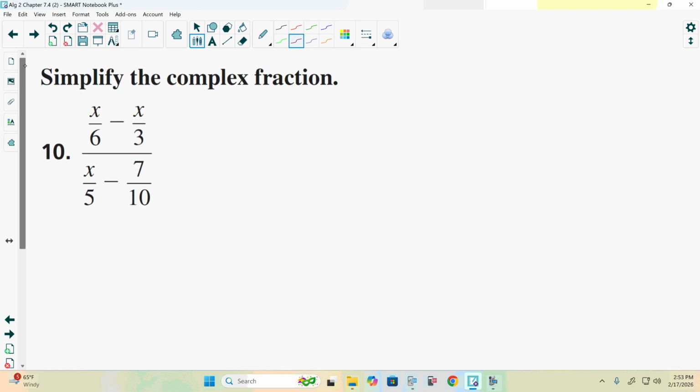x over 6 minus x over 3 all over x over 5 minus 7/10. This is nice because there's not a variable on the denominators of the numerator or denominator. Actually, I think the better way to say that, there is no variable in the denominators of the numerator and denominator fractions. Because if we look at the fractions on top, the two denominators are 6 and 3. If we look at the denominators, they are 5 and 10. So we're looking at just numbers, 4 numbers.